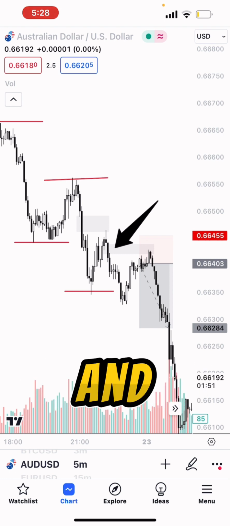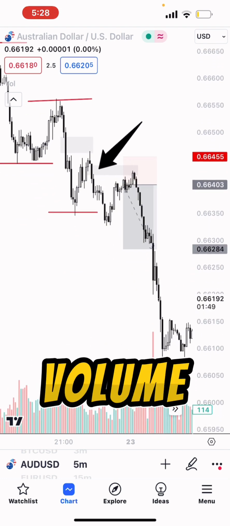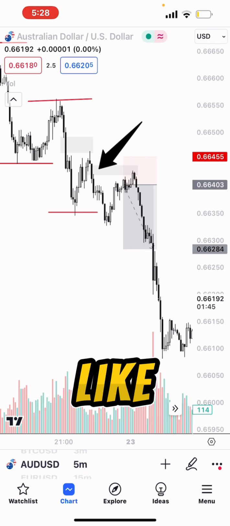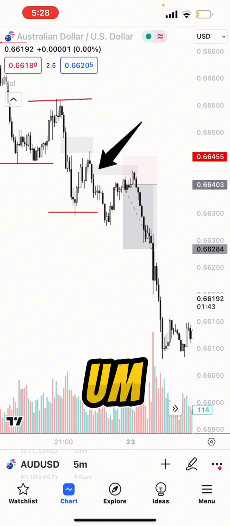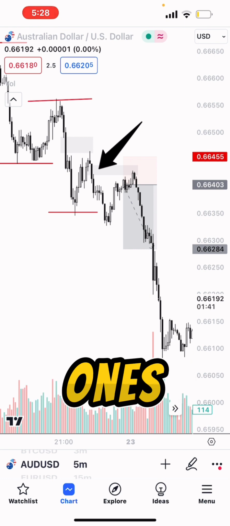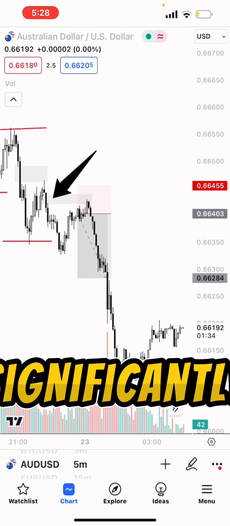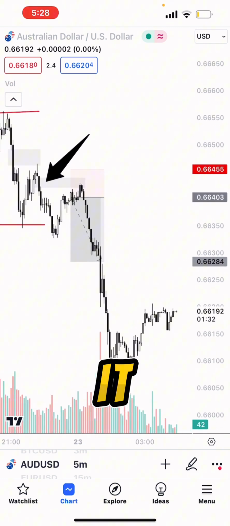I just follow supply and demand, because if you look at the volume, it's really the only indicator I use that you need. Volume shows who's in the market, because the ones that control the market are the ones that have the most money, and the ones that have the most money are the ones that move the market significantly, like you see here, making it move downward.